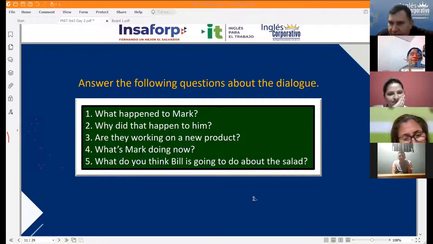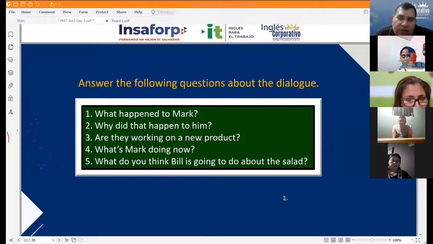And I think, teacher, this question, we think that Mark is giving tips to Bill. Uh-huh, exactly. This is something that we should do. If we have a bad experience, we should help other people that are on the same road, so that they don't make the same mistake that we made, right? It's our responsibility. Okay, excellent. So what's Mark doing right now? He's paying and he's giving advice to Bill.